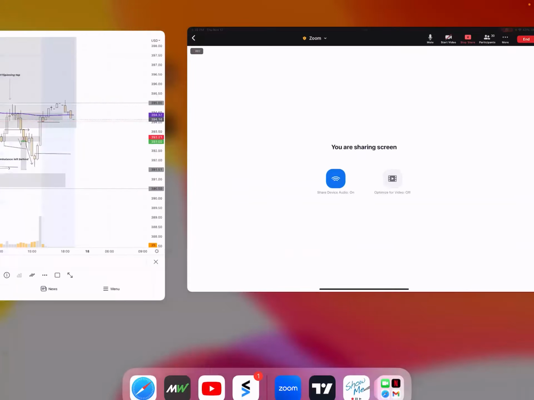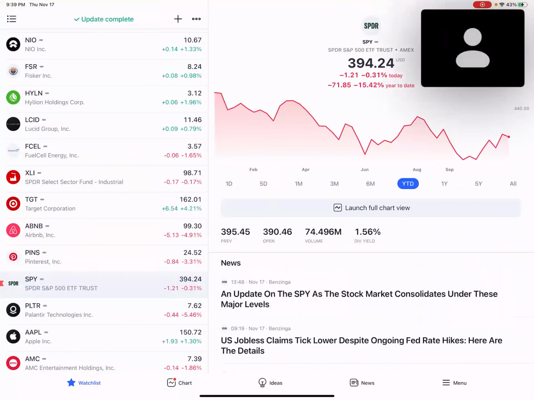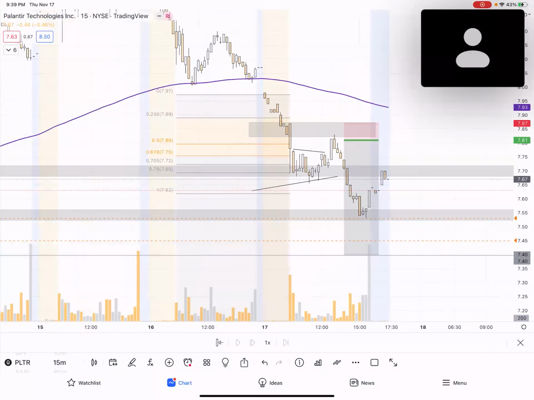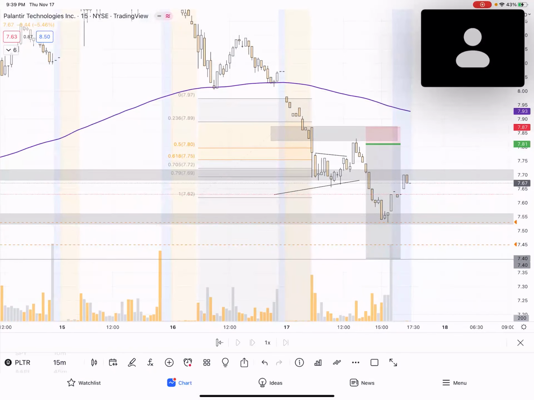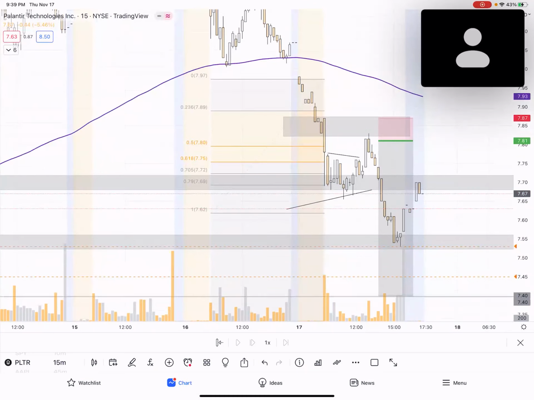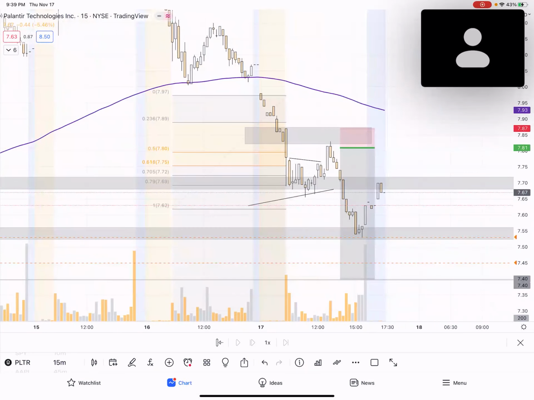All right, let's take a look at another example. I took PLTR for a swing yesterday. Actually, no, I took it for a scalp today. I was gonna swing, but I was chicken. All right, Palantir.